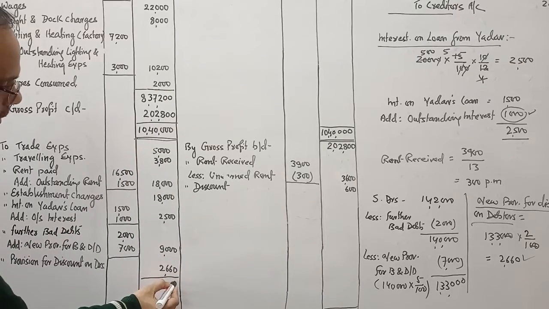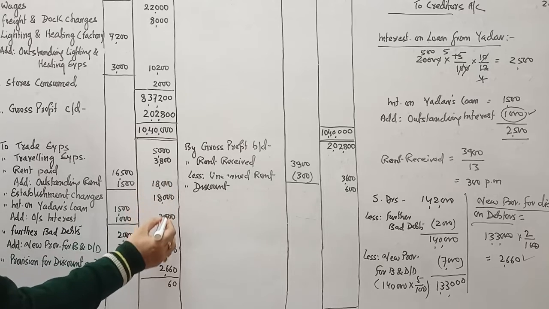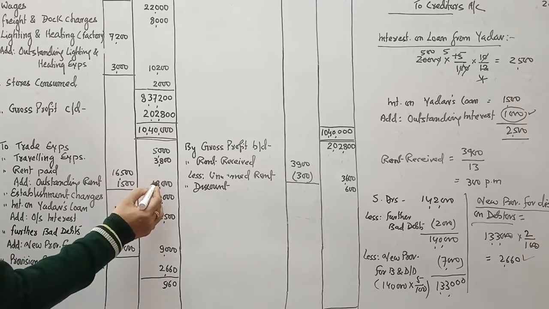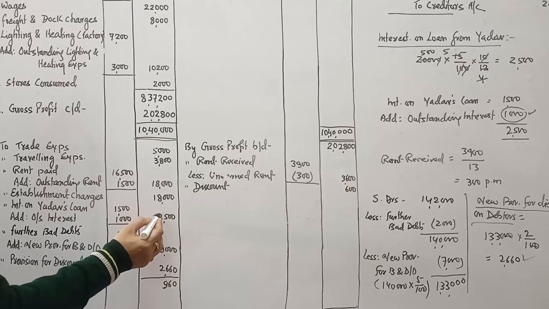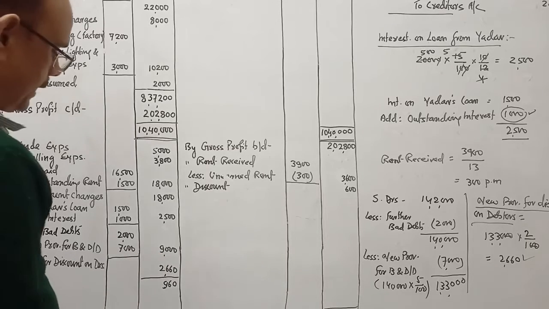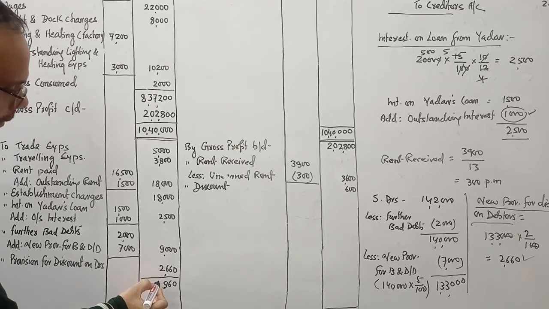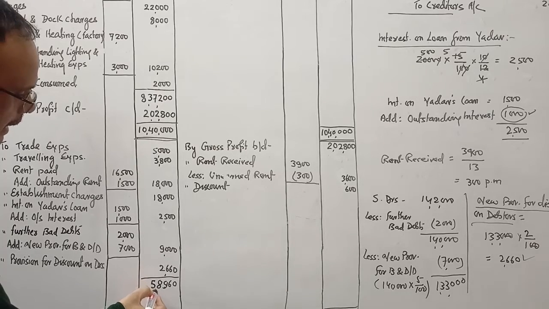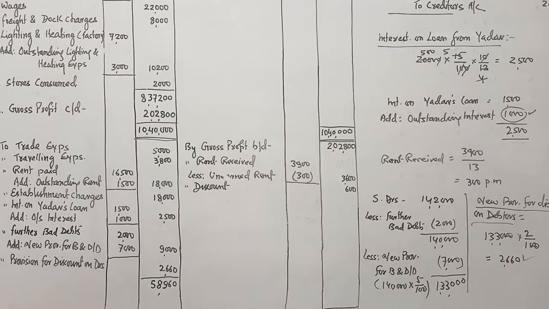Adding this side's total: 13 and 6, 19, 1, carry 9, 17, 25, 27, 27 and 9, 36, 37, 38, carry 3. The total is 58,960. Now you will find out the difference to know the net profit.